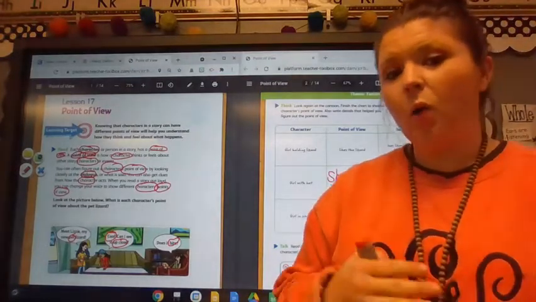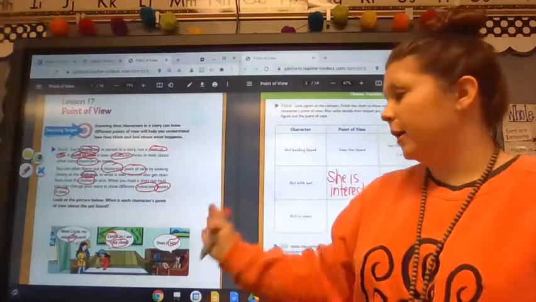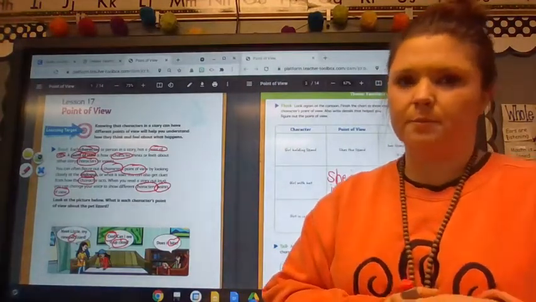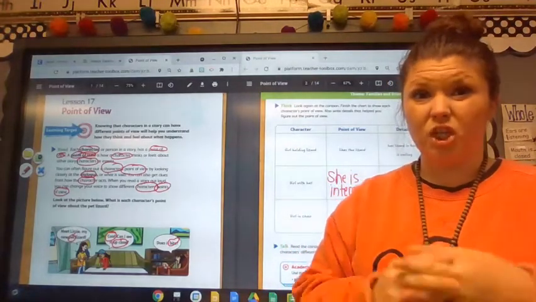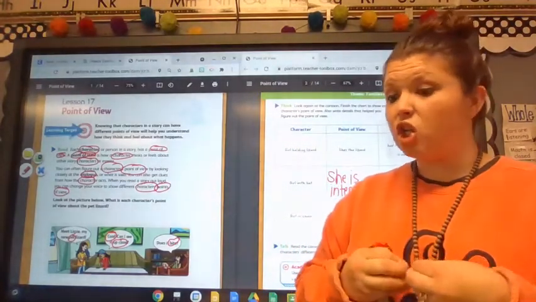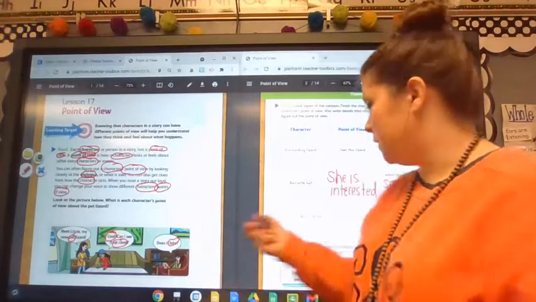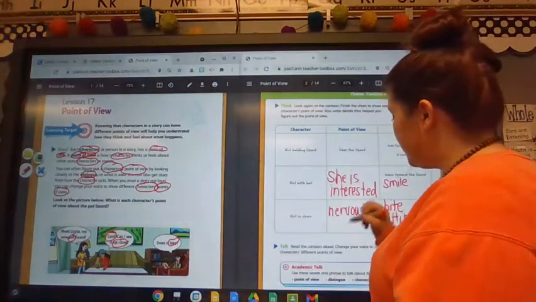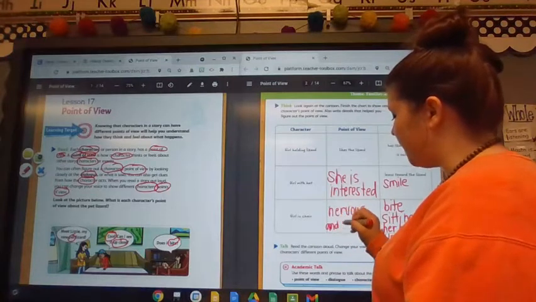So how do you think that the character here in the chair thinks about the lizard? What's her point of view? She's nervous, right? She doesn't want to get close to the lizard. So her point of view is she's nervous and unsure about the lizard.